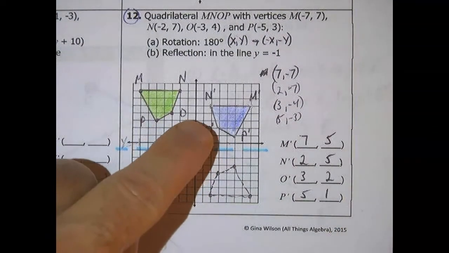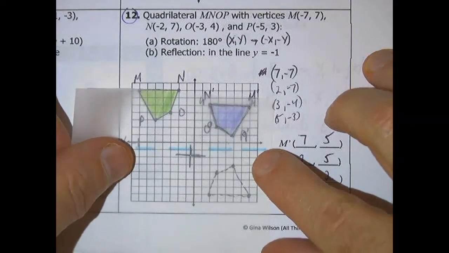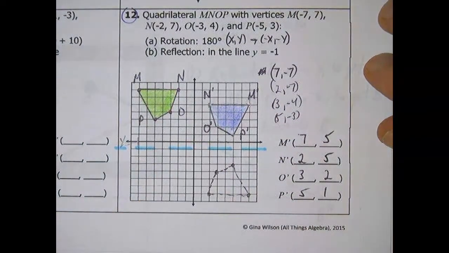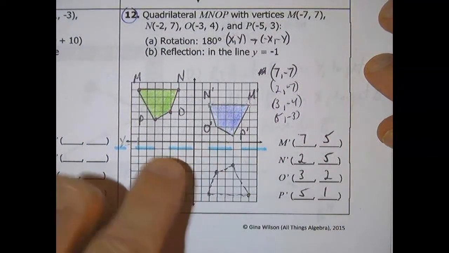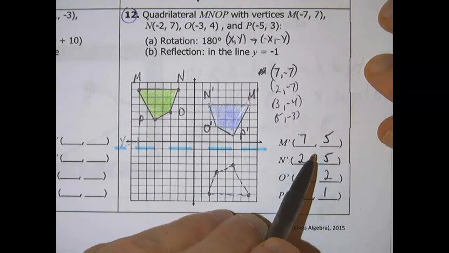I reflected it over the line. I shaded it. I used my patty paper to help me here so I can see what the letters are. Once I identify all the letters, I just counted. Like for M, I just counted over 7 and up 5 to get the ordered pair.